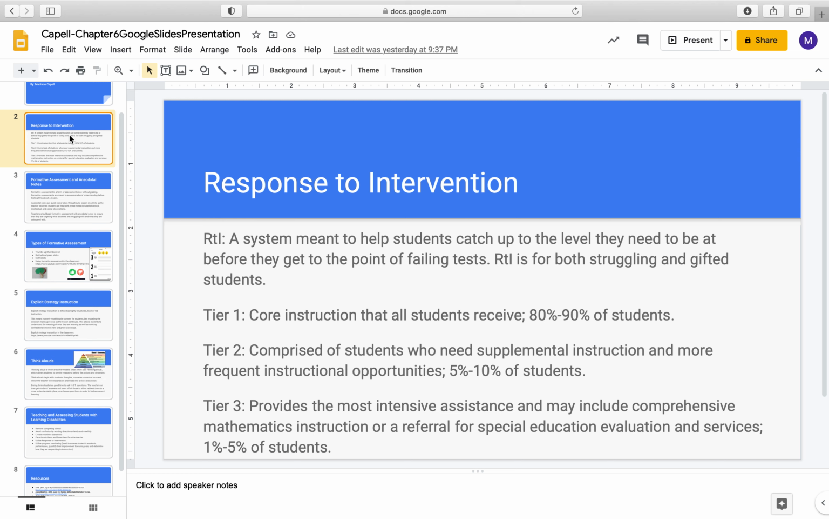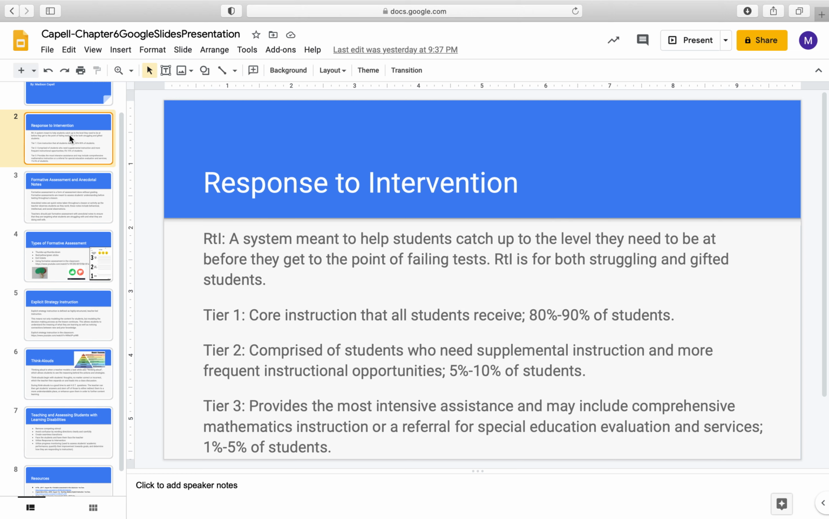I knew a little bit about it beforehand, but I learned in the textbook and through some research it's a specific system meant to help students catch up to the level that they need to be at before they get to the point of failing tests. So you don't want to figure out that they need help after they take a test and after they fail it. You want to be giving them help up until the point that they take a test, and then they'll do better. And this is for struggling and gifted students.